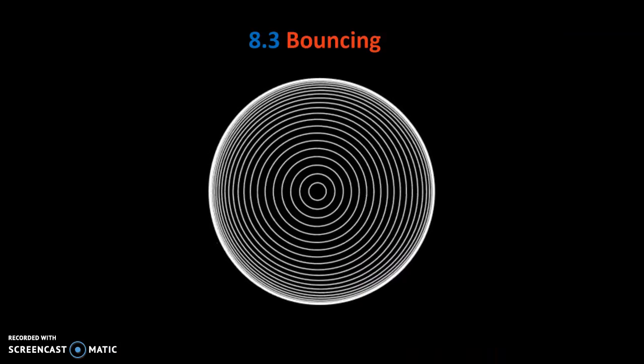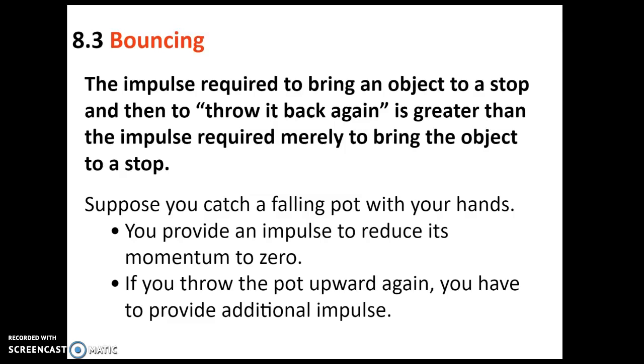All right, so let's talk about bouncing. The impulse required to bring an object to a stop and then throw it back up again is greater than the impulse required to merely bring the object to a stop. When you think about bouncing, the ball is coming down, it has a brief moment of stop, and then it's going back up again. The impulse required to bring that object back up is greater than it was to bring the object to a stop. Suppose you catch a falling pot with your hands: you provide an impulse to reduce the momentum to 0, and then if you throw the pot back upward again, you have to provide an additional impulse. And again, remember, impulse is force times time.